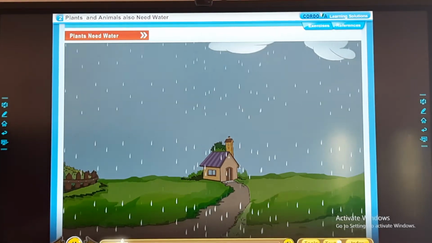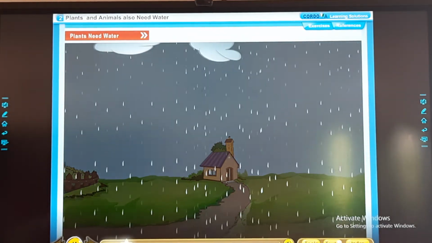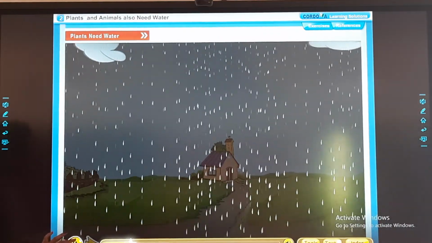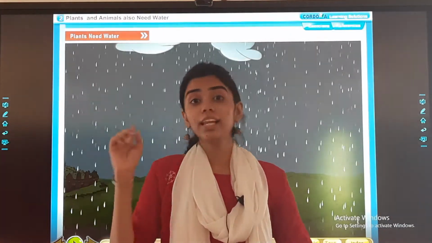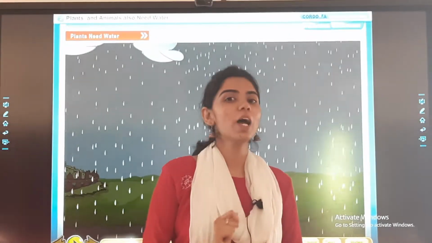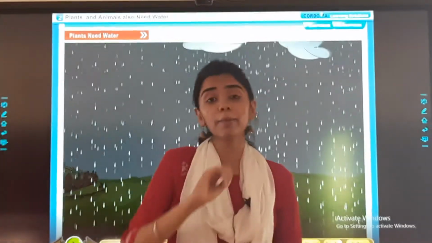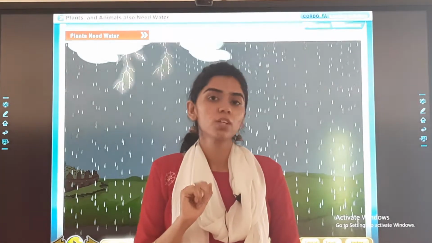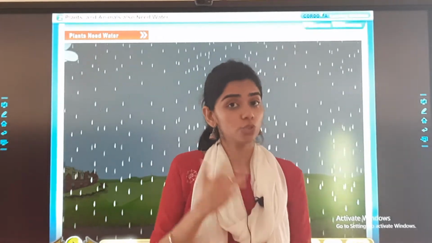Rain is one of the main sources of water on land. Rainwater goes into the soil. Plants get this water from the soil through their roots. Now, if you remember in the last chapter, what we studied? We studied parts of plants. Okay, we studied about stem, about roots, fruits and leaves. So what is it? They also need water to grow.